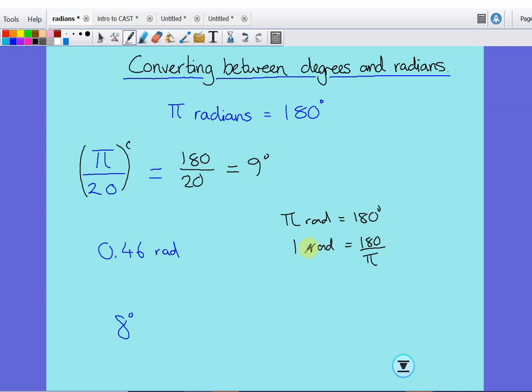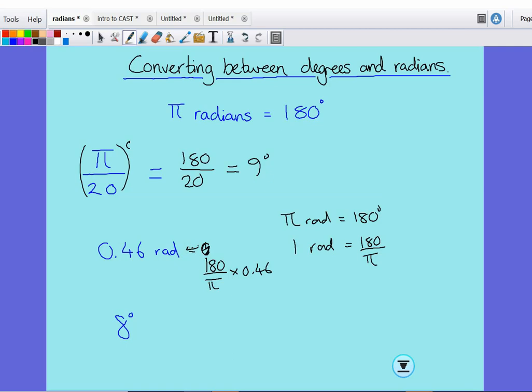But if you wanted to find what 2 radians is, you would just times that by 2. If you wanted to find what half a radian is, you would just times it by half. So if you want to find what 0.46 is, 180 over pi, we're just going to times it by 0.46. That would be your conversion. Let me just type that in quickly: 180 divided by pi times 0.46, and you get 26.356, and obviously it goes on forever and ever. But that is a measure in degrees.